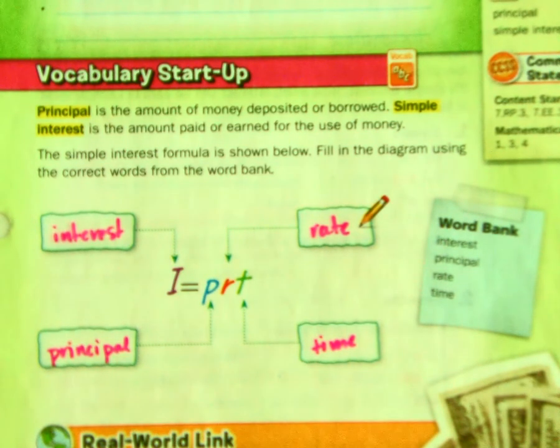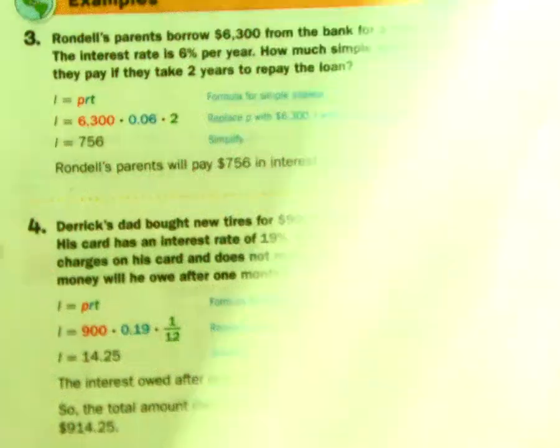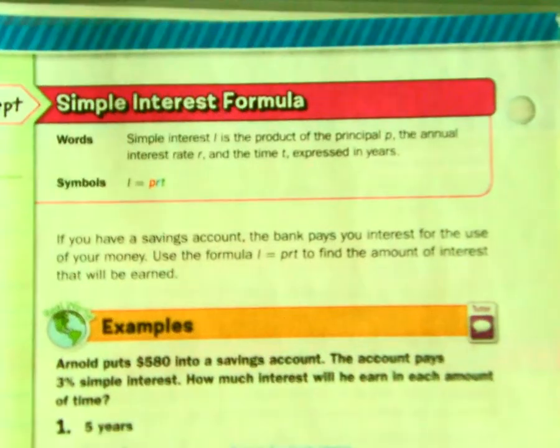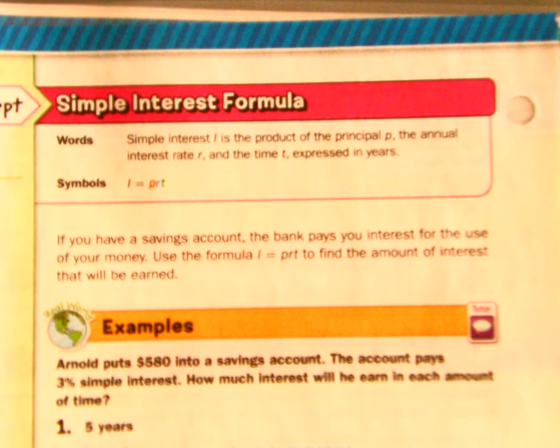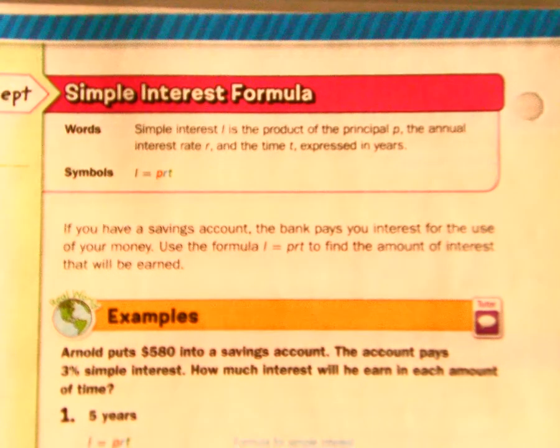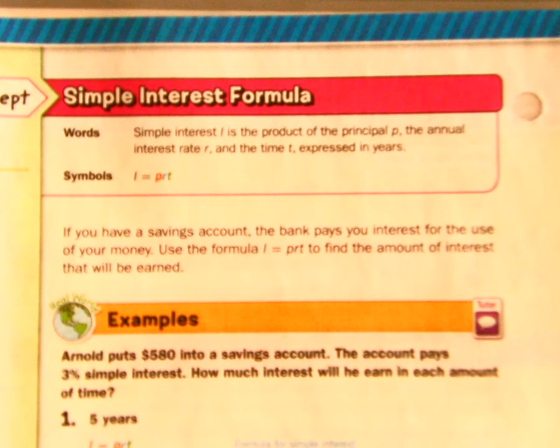So again, we have our interest. That's going to be calculated by taking your principal, so how much money you put in the bank or how much you borrow, times your rate, which is your percent, we have to change that to a decimal, times your time, and time is always in years. So again, the simple interest formula: simple interest I is the product of the principal P, the annual interest rate R, and the time T expressed in years. Again, your interest rate is always your percent, and your time is always in years.